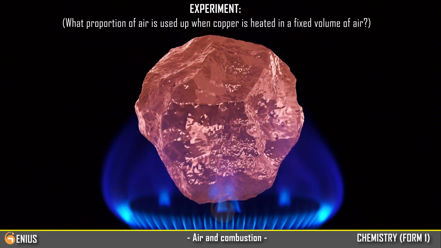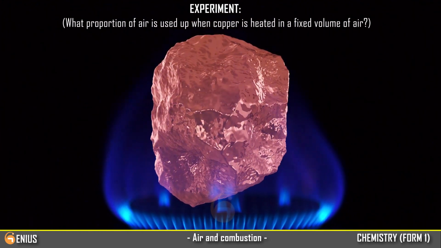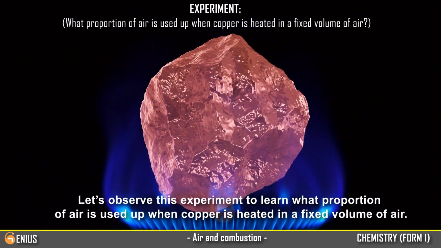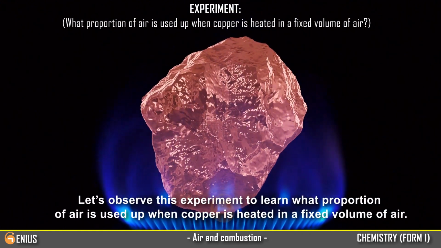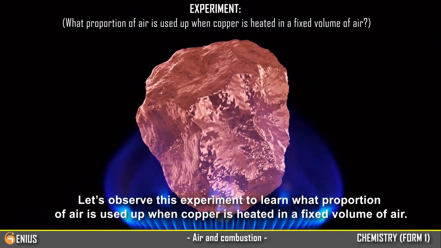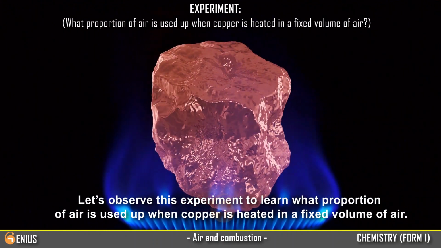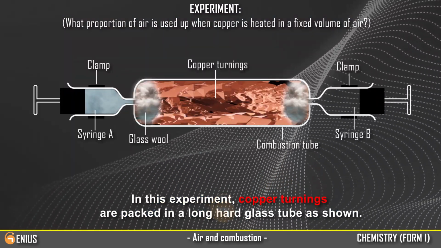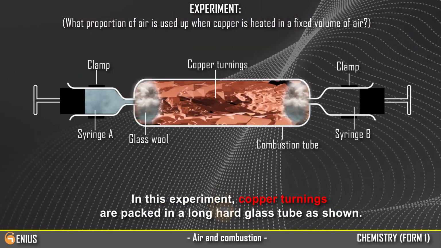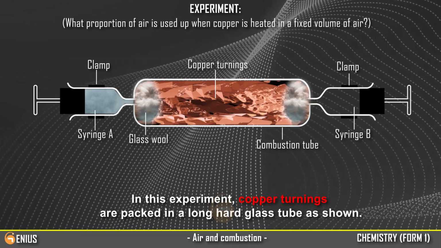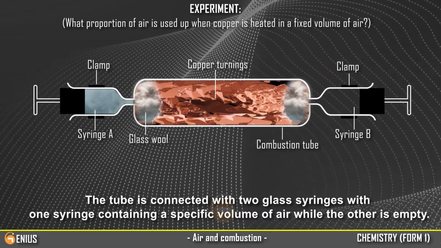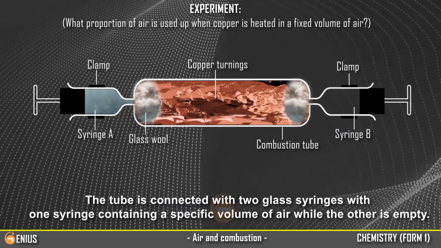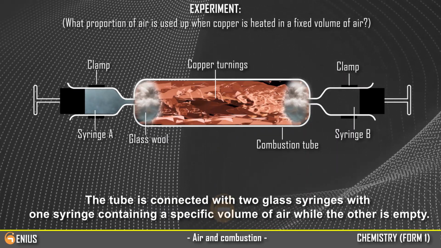Experiment. What proportion of air is used up when copper is heated in a fixed volume of air? Let's observe this experiment to learn what proportion of air is used up when copper is heated in a fixed volume of air. In this experiment, copper turnings are packed in a long hard glass tube as shown. The tube is connected with two glass syringes, with one syringe containing a specific volume of air while the other is empty.